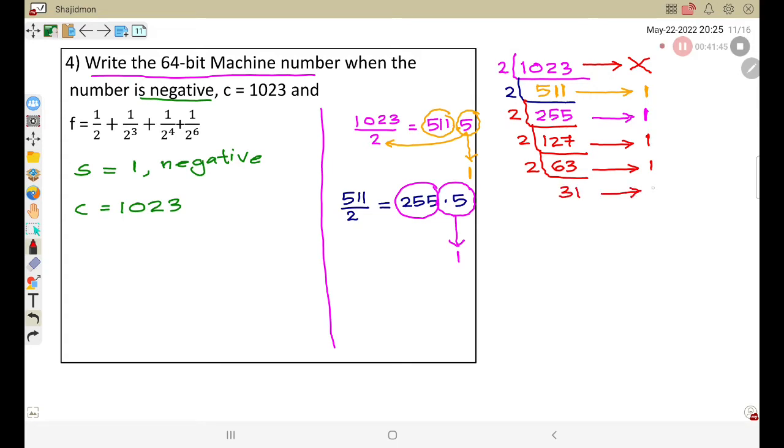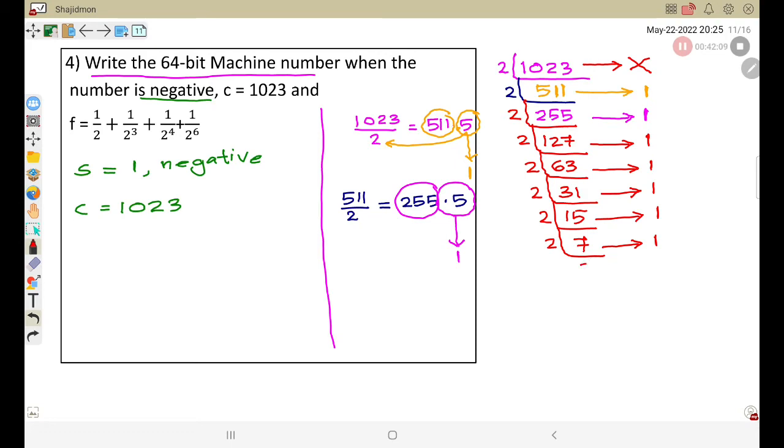31.5. 0.5 means 1, we can write here. Again 31 divided by 2: 15.5. So 15 we can write here, 0.5 means 1. Then again 15 divided by 2: 7.5. 7 we are writing here. 0.5 means 1. Again divided by 2.